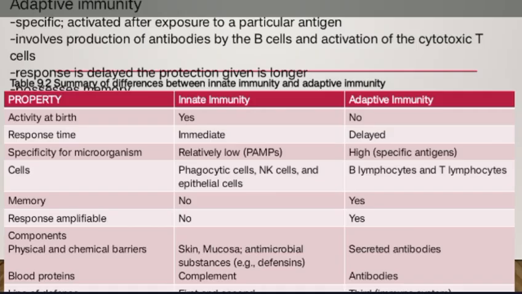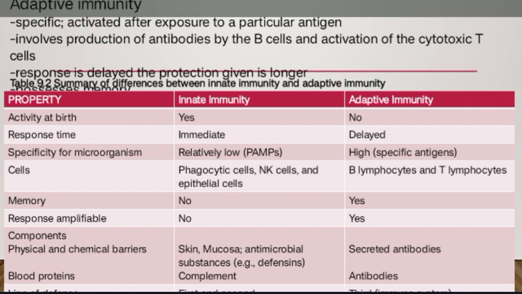Next, we have the adaptive immunity. Adaptive immunity is specific. It is activated after exposure to a particular antigen. Unlike innate immunity, it is an acquired response to an antigen that is initiated by recognition of specific epitopes, or recognition sites, of the foreign invaders. It involves production of antibodies by the B cells and activation of the cytotoxic T cells.